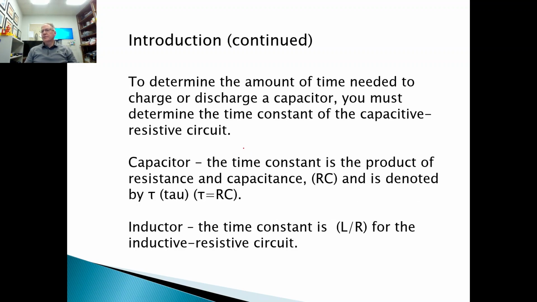All right, so to determine the amount of time with the capacitor, let's start with the capacitor. You must determine the time constant, and this time constant is the product of the resistance times the capacitance. RC is denoted by the Greek letter tau. So tau equals R times C. Now for an inductor, the time constant is L, the inductance, divided by the resistance. And that will be the time constant for an inductive circuit.